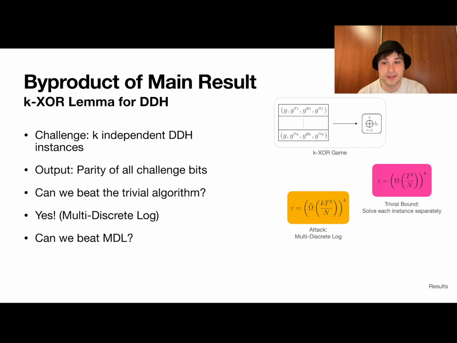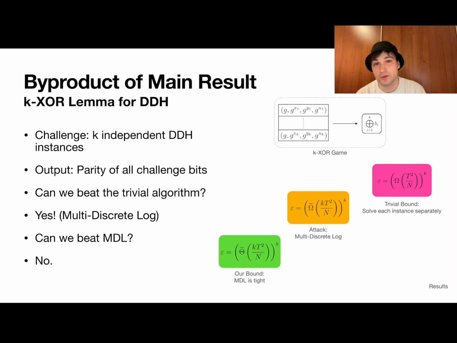The question then is, can we beat the multi-discrete log problem in the DDH setting? And the answer is a resounding no. Our bound shows that the multi-discrete log problem is also tight for the K-XOR problem. That is to say, in all three settings, GGM, auxiliary input or preprocessing, and the K-XOR setting, the decisional Diffie-Hellman problem is equivalent to the equivalent model's discrete log problem.